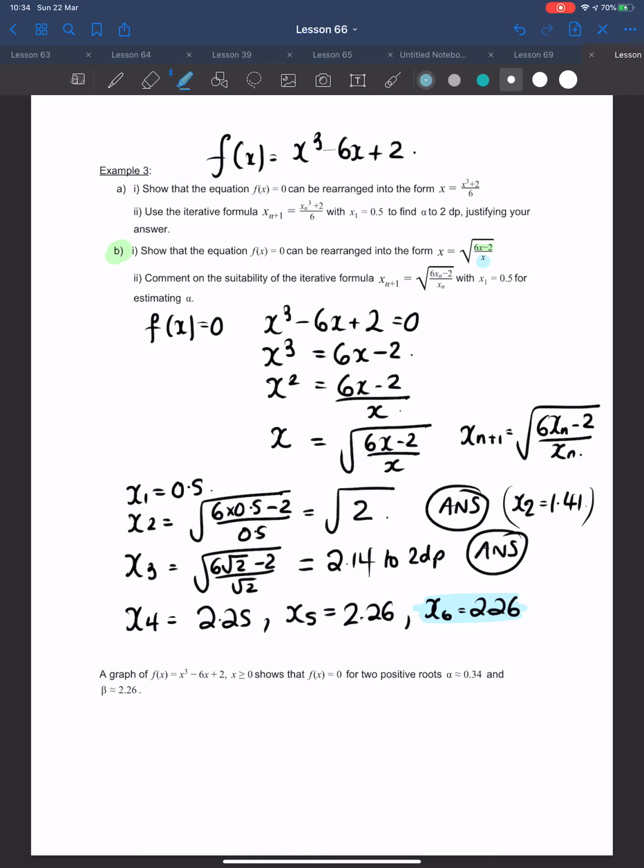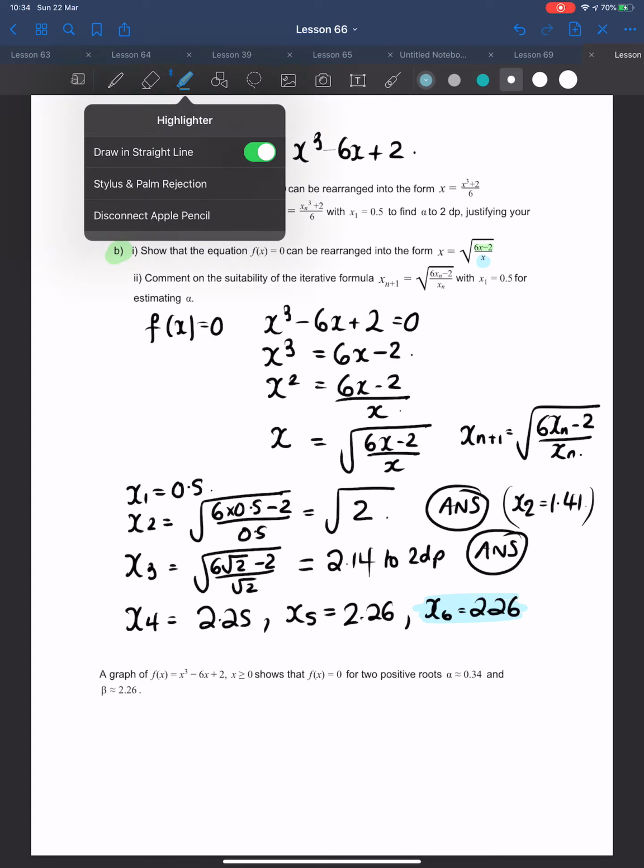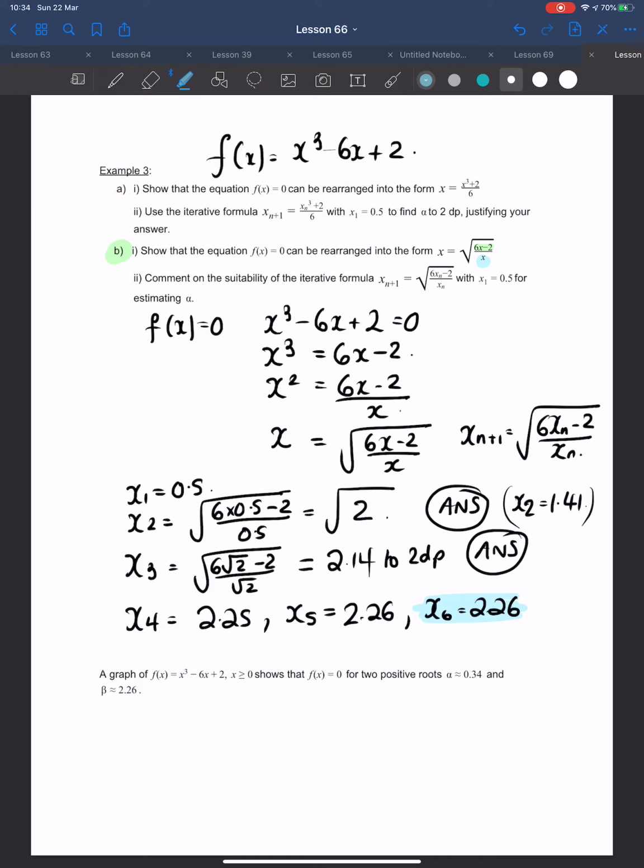Okay, so the reason for this: this second iteration here gives us a different value of x. It converges to a different value of x. So when it says for estimating alpha, we've got two values. We've got 0.34 and 2.26. So this cubic, and it says here the graph of the cubic shows that f of x equals 0 for two positive roots. Alpha is about 0.34 and beta 2.26.